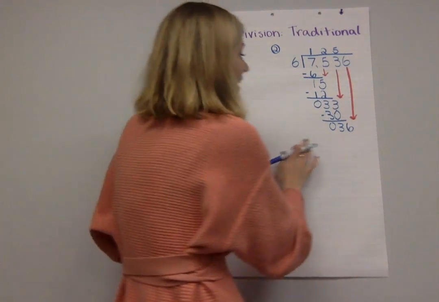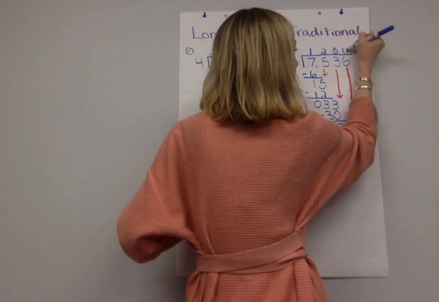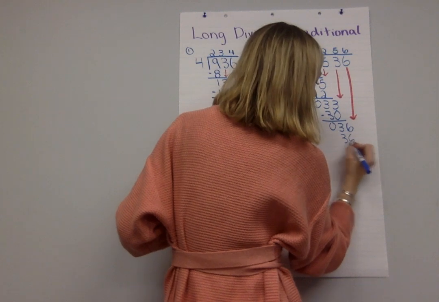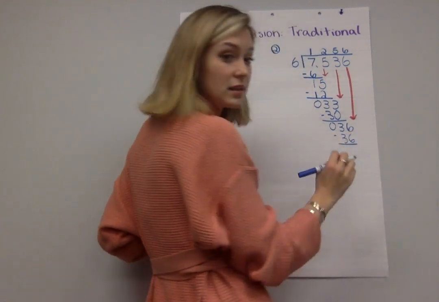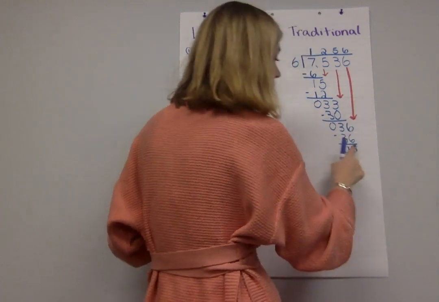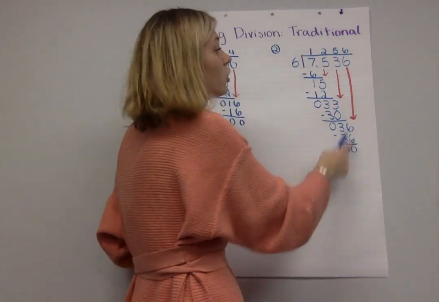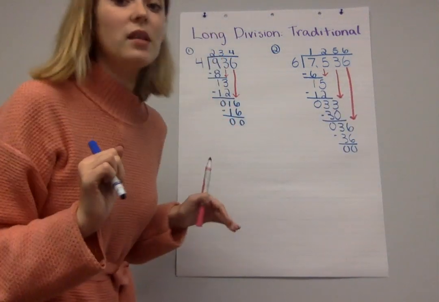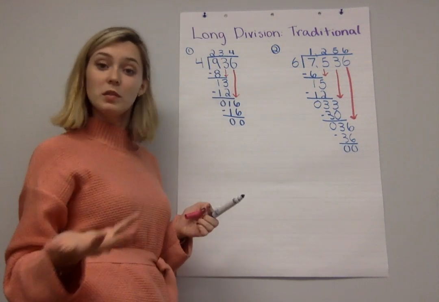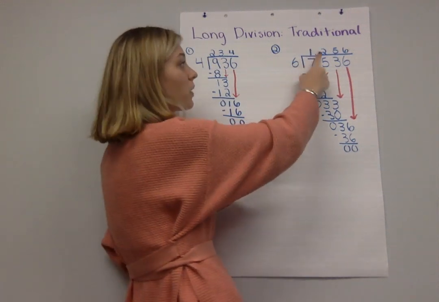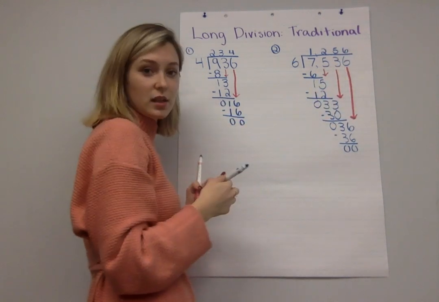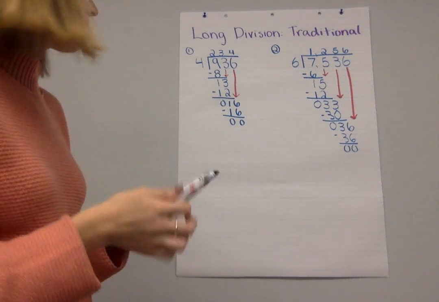6 times. And I'm going to write that 6 right above. 6 times 6 is 36. 6 minus 6 is 0. 3 minus 3 is 0. We have no numbers left over. We have nothing else to bring down. We're done. And what's that way that I can check it? I multiply. I multiply 6 times 1,256, and I get 7,536. Let's move on to another problem.